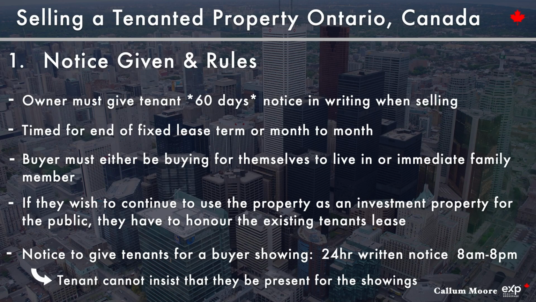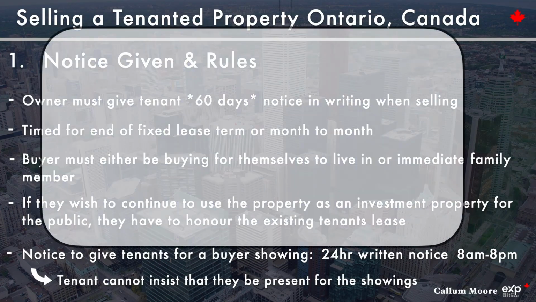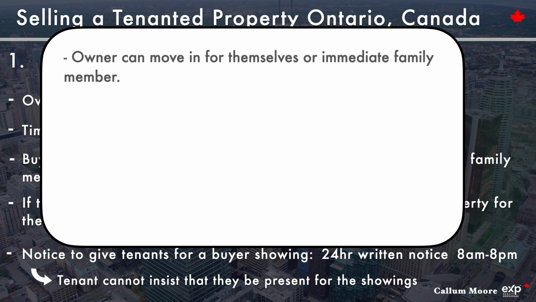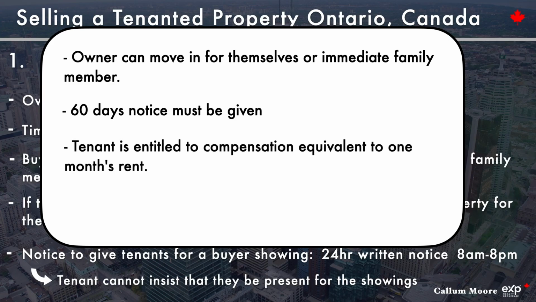Okay, so while we're here in this section, I'll add some key points that could appear in the exams. This isn't exactly related to selling a tenanted property, but it's within the realm of it. If the owner is not selling the unit but wants to move into it themselves, there are very similar rules. They can move in for themselves or an immediate family member. 60 days notice must be given for the same stipulations as selling. However, in this case, the tenant is entitled to compensation equivalent to 1 month's rent.